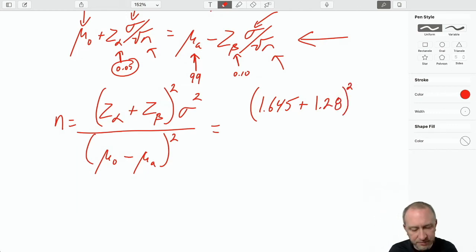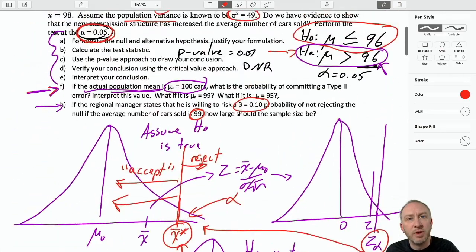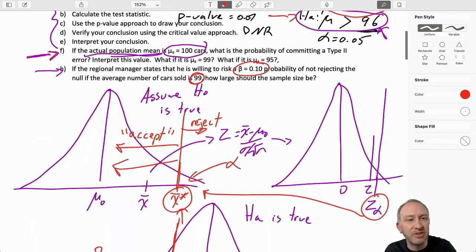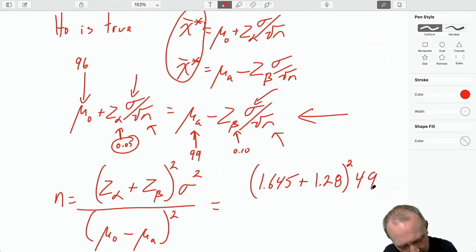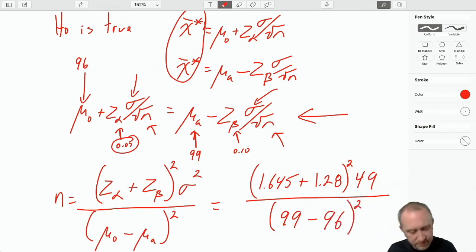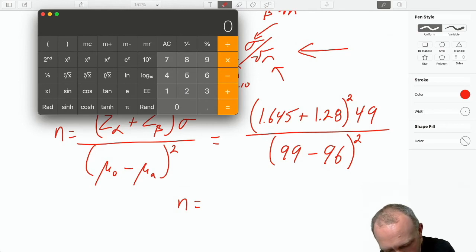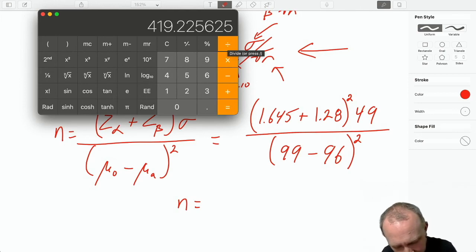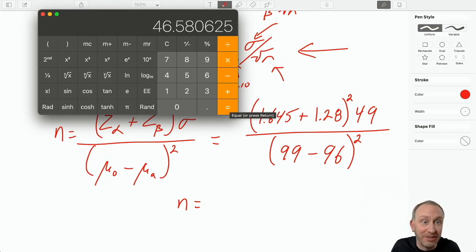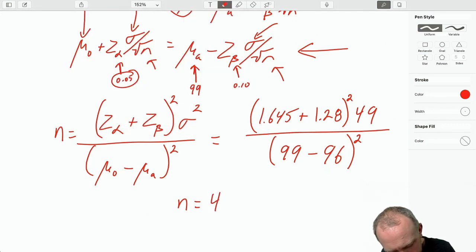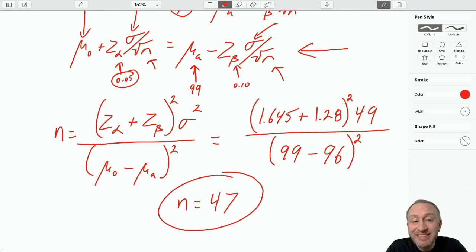So that gives me a value here of 1.28 squared. Our variance from this exercise, well, our standard deviation we found was 7, and of course our variance is given to us in the problem. So here's 49, and this difference is 99 minus 96. Then it's just a matter of punching numbers into our calculator. So here I'm going to have (1.645 plus 1.28) squared times 49, divided by 9. That gives me a value of 46.5. Again, we can't have fractions in our sample size, so we just round that up to 47.